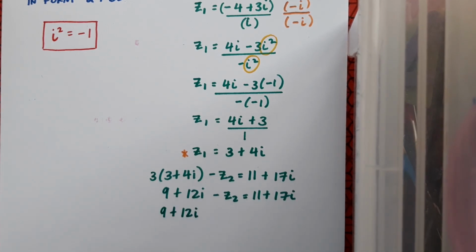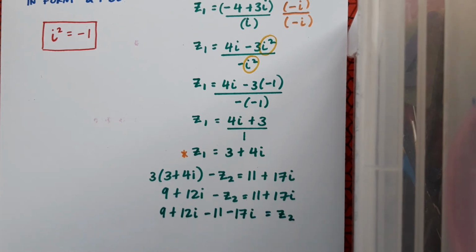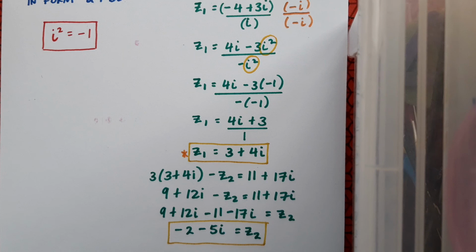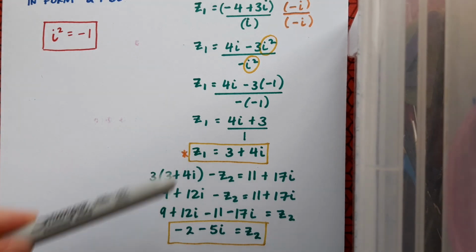So 9 plus 12i can stay put. The 11 and 17i can come over and become negatives. The z2 can hop over to the right and become a positive, and now it's simply a question of tidying up like terms here. And again, try to put the real part first and the imaginary part second. So we're going to have 9 minus 11 first of all, giving us minus 2, and then 12i minus 17i, giving us minus 5i, and that's my complex number z2. And so there are my two solutions, z1 and z2.